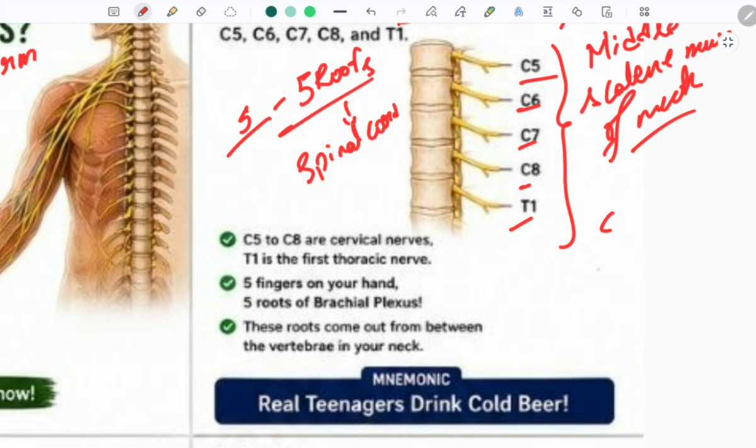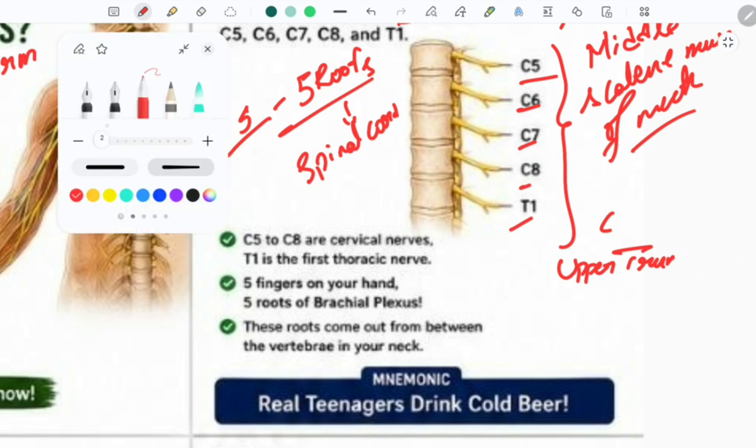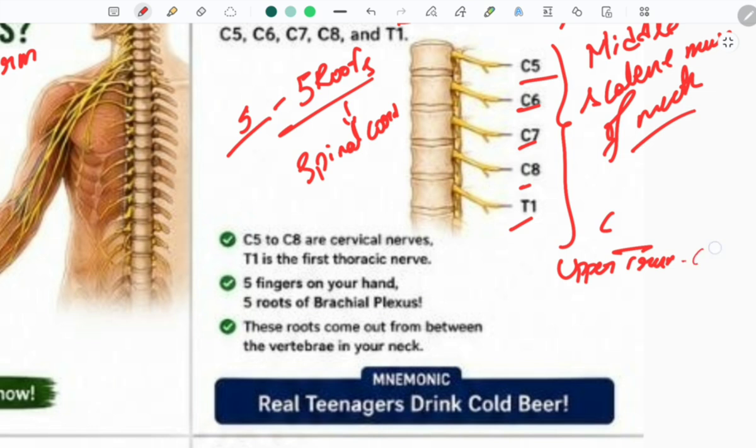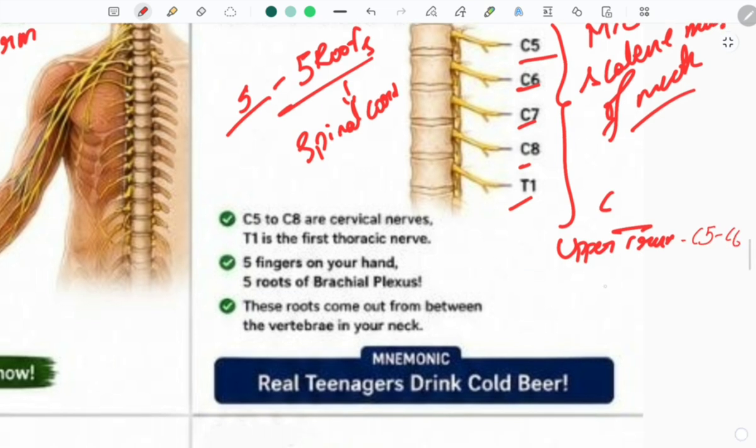The upper trunk is formed by C5 and C6. The middle trunk is from C7 only. And the lower trunk is C8 and T1.